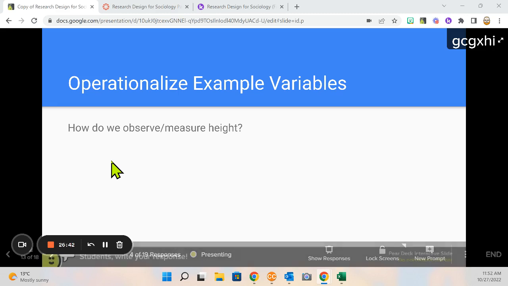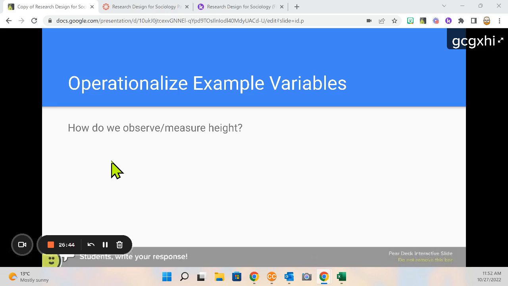conceptualization pretty well down. All right, now, how do we observe or measure height? How do we operationalize it? And if you're thinking, didn't we just kind of talk about that? We did, because one of you already went to this step. The effect. The other one is the cause.